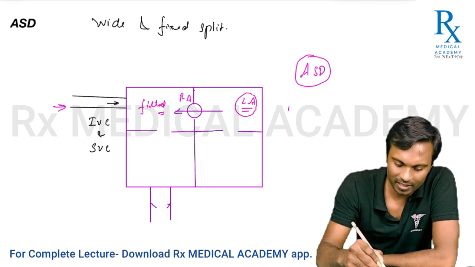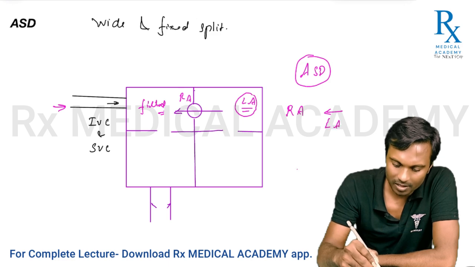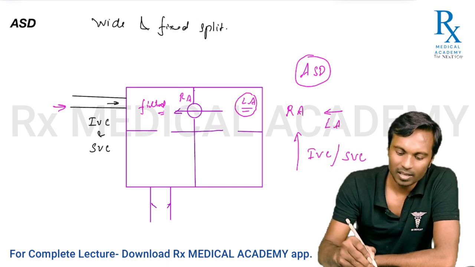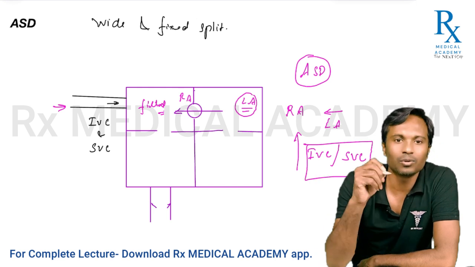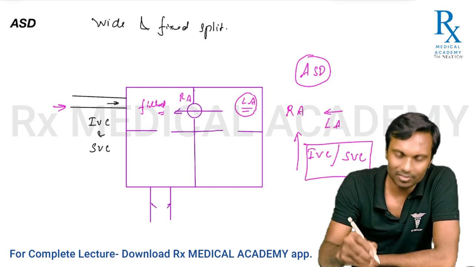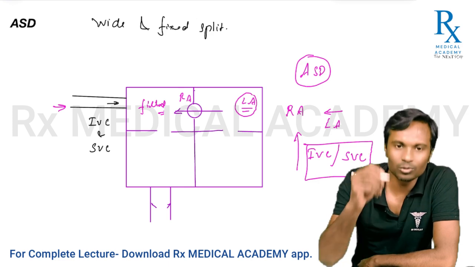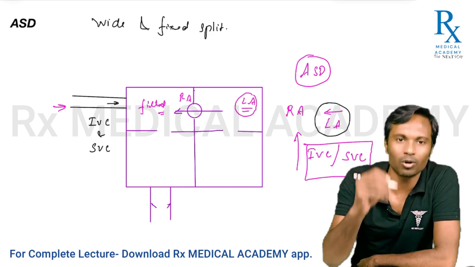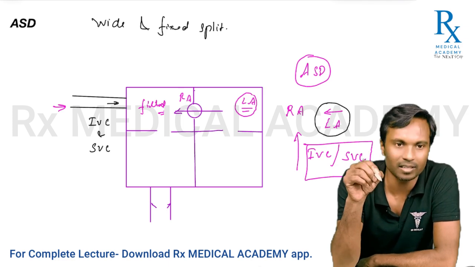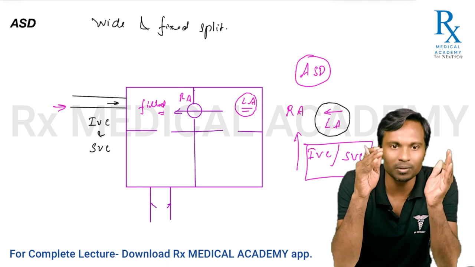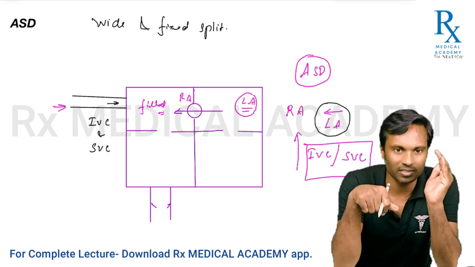So in case of ASD, the right atrium gets blood from the left atrium as well as from the inferior vena cava and superior vena cava. This blood increases during inspiration and overfills the right atrium. But in case of ASD, there is no scope of further increment because that amount of blood has already been taken from the left atrium. Okay, so there will be wide splitting, but it will be fixed. It will not vary with respiration.